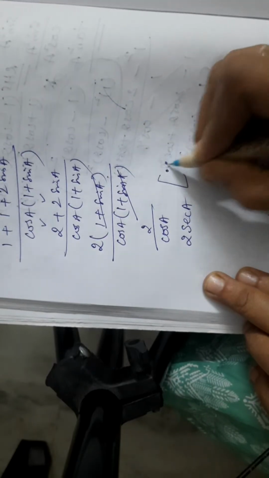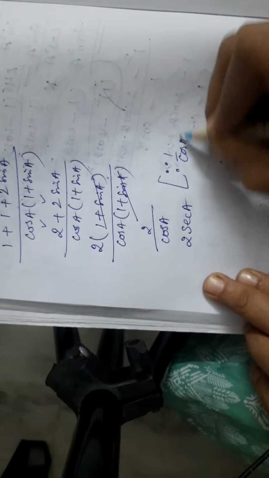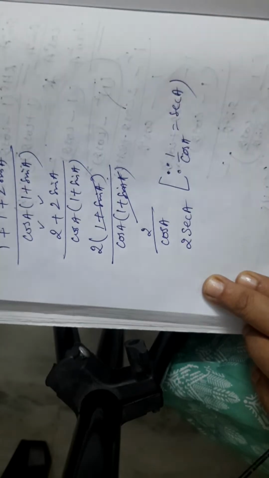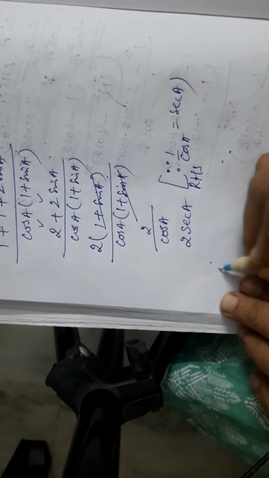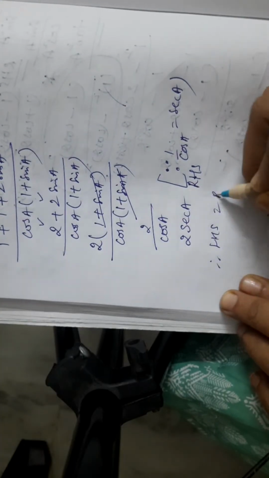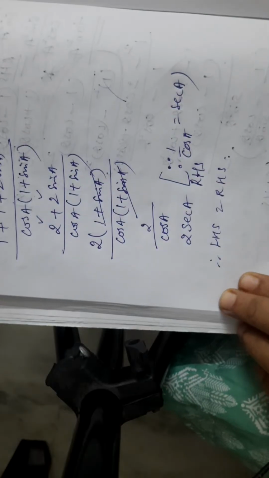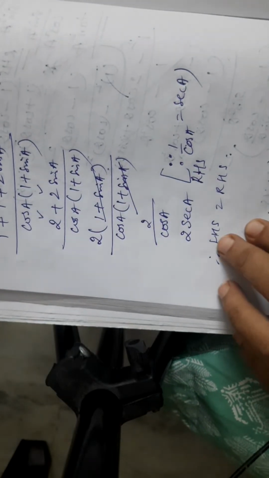यहाँ पे रीज़न लिख लो, बिकॉज 1 बाई cos A is sec A. So this only we need to prove, which is our RHS. Therefore, LHS is equal to RHS. Now let's move with the next question.